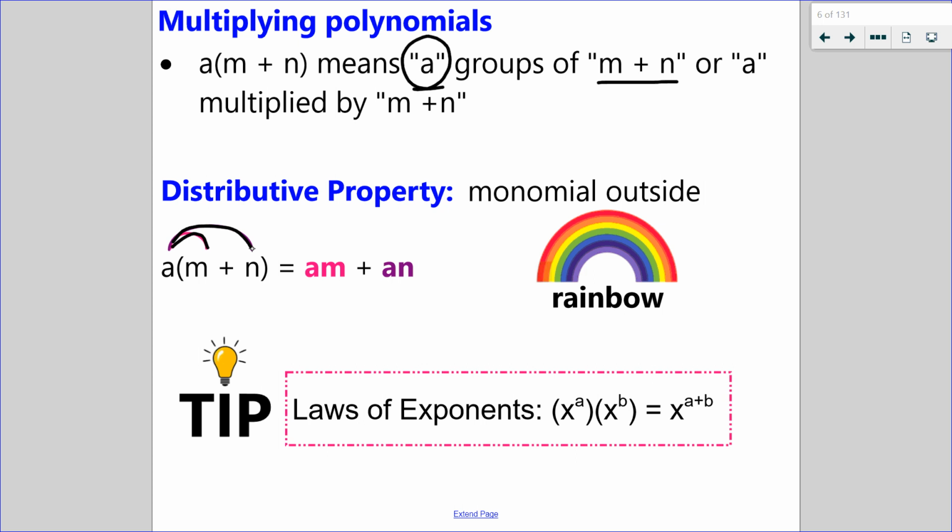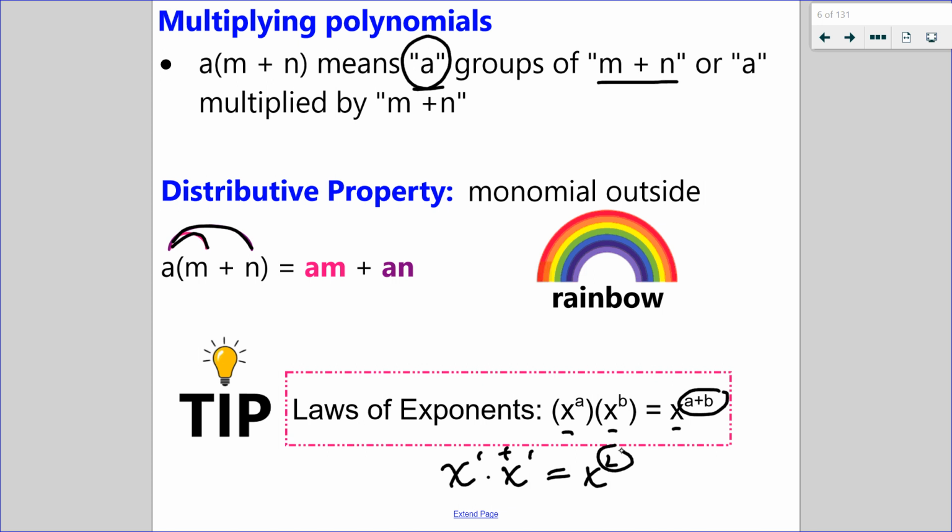So when I have a monomial, meaning one term on the outside, I distribute it in by using a rainbow. Now when we use the distributive property, we multiply exponents together by using laws of exponents. To multiply, I keep the base, the x, and combine the exponents by adding them, a plus b. That's why x multiplied by x is x squared, because there's really a 1 here and a 1 here, and 1 plus 1 is 2.